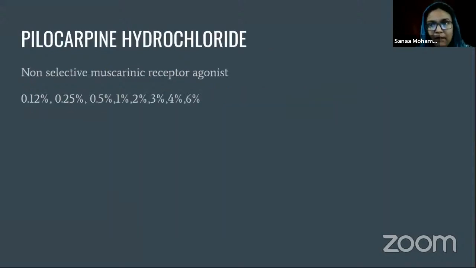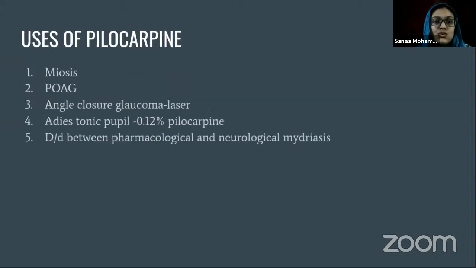Pilocarpine hydrochloride is a non-selective muscarinic receptor agonist present in a multitude of concentrations, right from 0.12% to 6%. And it is used to induce miosis as needed in some surgeries like trabeculectomy and cataract. It can be used for the treatment of primary open angle glaucoma and pigmentary glaucomas. In angle closure glaucoma, it can be used to induce miosis prior to a laser procedure.